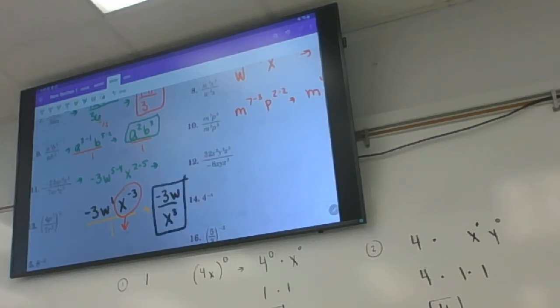So everybody take your answer one step further. I hope you got negative 3w x to the negative 3. I want you to take it one step further and put it in the denominator. Good, I'm going to walk around and give you credit for 1 through 11, and I want you right now to do 12, 13, 14, 15, 16. You're working through 16 right now as classwork.